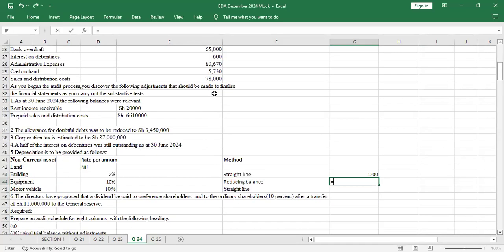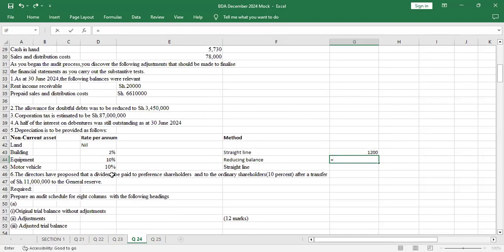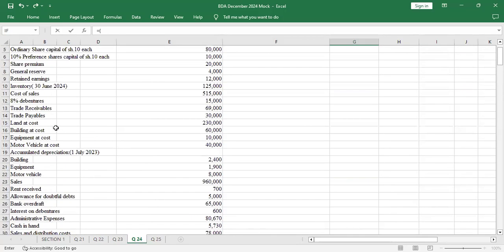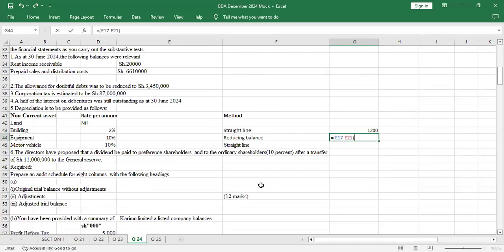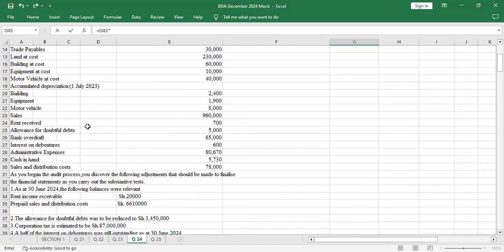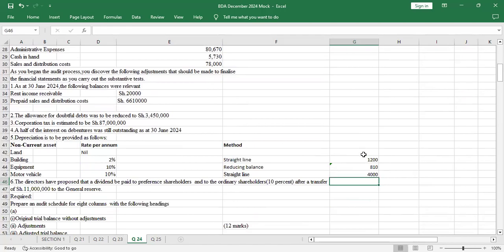Then I'll do the same for equipment. Equipment was told to be 10% on a reducing balance. So for reducing balance, we'll say equals to bracket, you take the cost of equipment, then you subtract the accumulated depreciation of the equipment because it is on a reducing balance. Then you multiply by the rate of depreciation. So you'll get 810. Then motor vehicle on a straight line, you just take 10%. Then you multiply by the value of the motor vehicle at cost. That is straight line. So I have those values there.